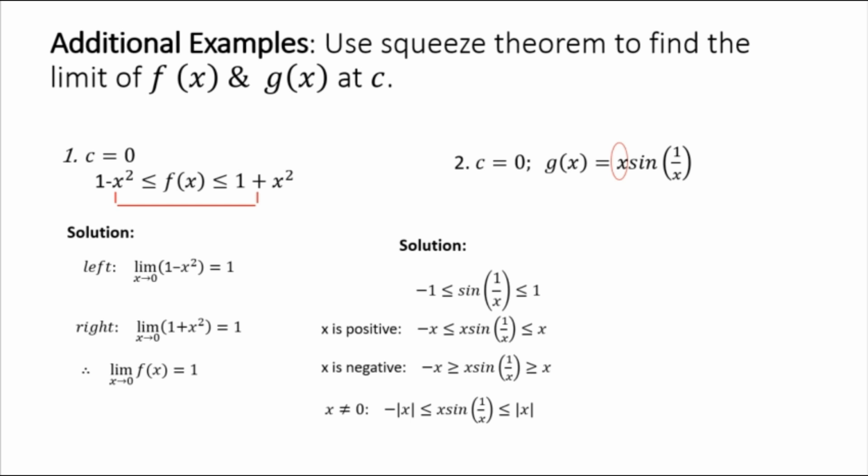The next thing to do is to identify the limits of these two sandwiching functions. So the limit of the below function is 0. The limit of the above function is also 0. And therefore, the limit of the function being sandwiched is also 0.